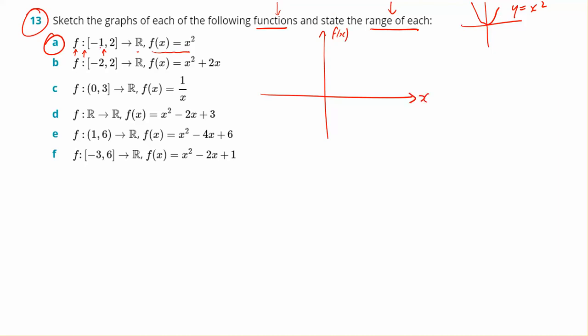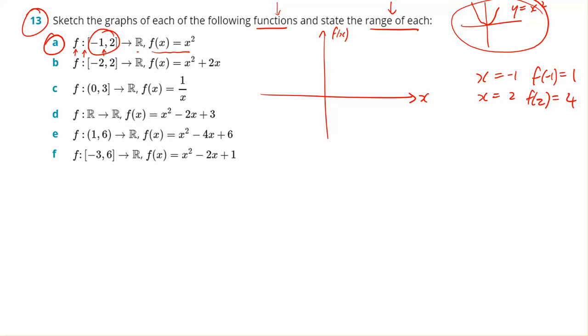Now we've got to be careful because the domain is -1 to 2, meaning we don't want the full graph like that. We want a restricted graph. So first things first, I actually like to work out what the endpoints are. Now I know it's a standard parabola, but I need to work out when x equals -1, what does y equal, or what does f of x equal? So in function notation, when we sub in x equals -1, you find f of -1, which equals 1. When x equals 2, f of 2 equals 4.